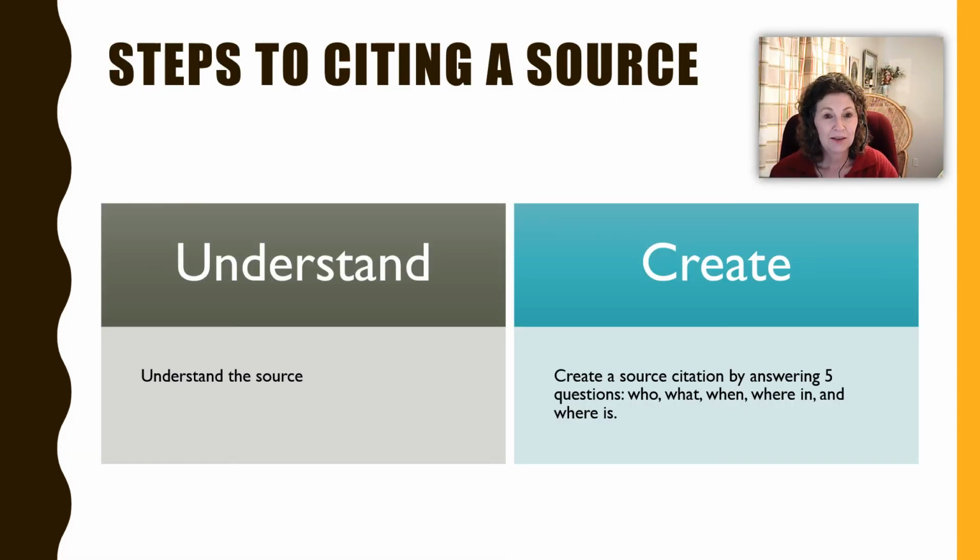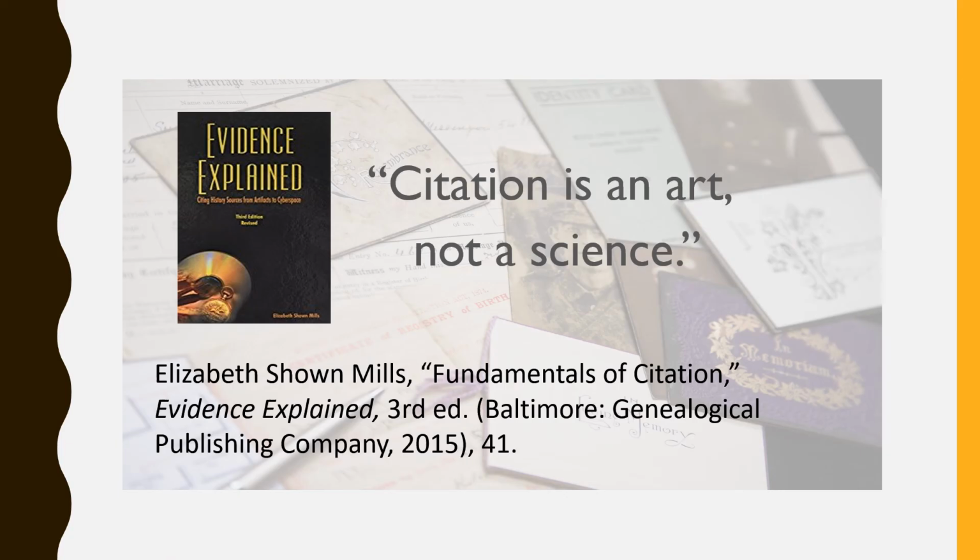So we've gone through quite a few things here. Let's just review. Steps to citing a source. We need to understand the source. Then we create the citation by answering the 5 questions: the who, what, when, where in, and where is. As you are creating your citations, remember, citation is an art, not a science.